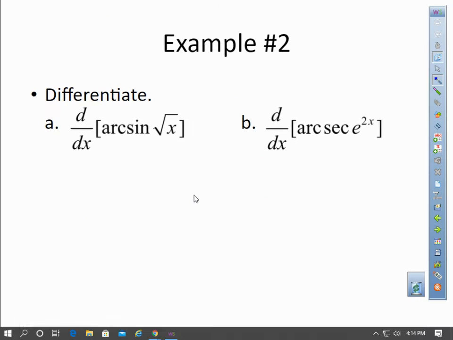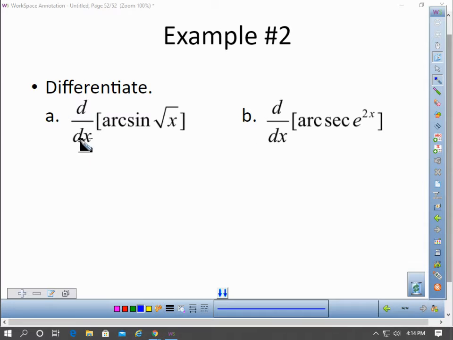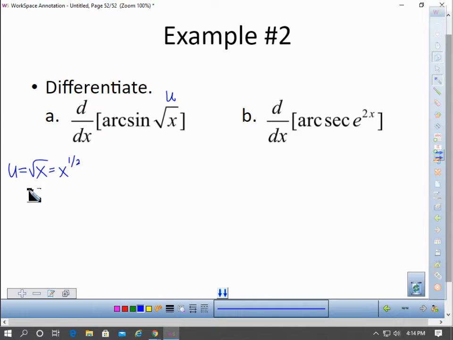All right. Number 2, this one says we want to do the derivative of the arc sine of the square root of x. So again, this is our u. So u is the square root of x, which we know is x to the 1/2. So then when I look at my formula for the arc sine, again, that's u prime over the square root of 1 minus u squared. So I'm going to need my derivative. So u prime is going to be 1/2 x to the negative 1/2, which if I rewrite that, that's 1 over 2 square root x.